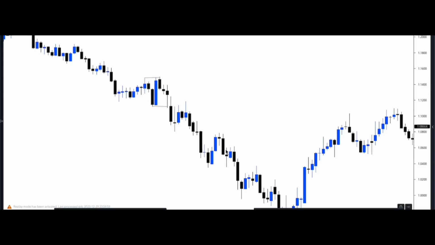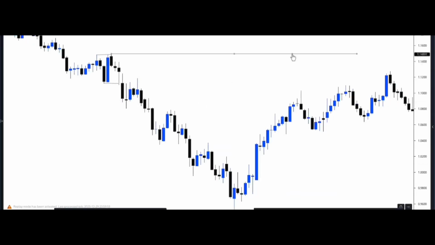So now this is your high. If in future price comes up to this high to take it out and closes above it, that will become a change of character, because we're already in a bearish trend, as you can see. So this will become our change of character.